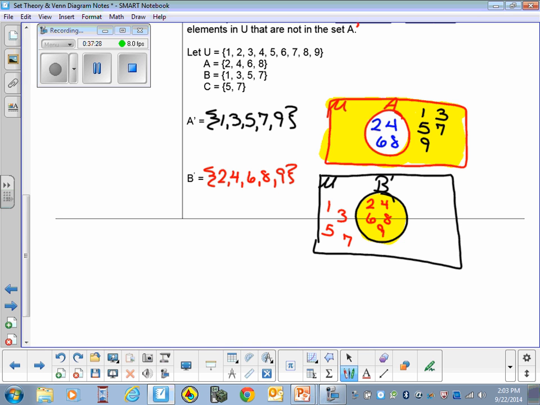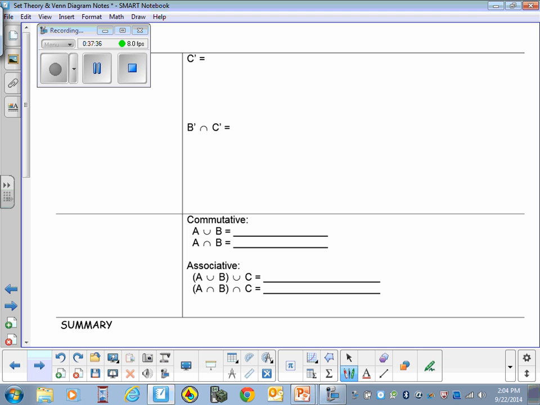I think we're close to being done. C prime. And I'm just going to write out C prime. C prime included 5 and 7. So 1, 2, 3, 4, 6, 8, and 9. But I'm actually going to do the next one because I've got two operations going on here. I need to do complements and I need to do intersection. You have options.